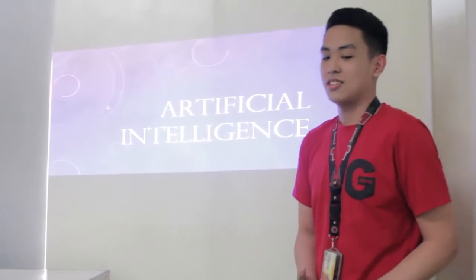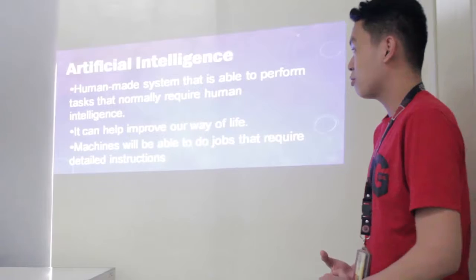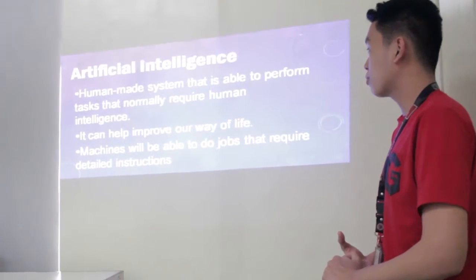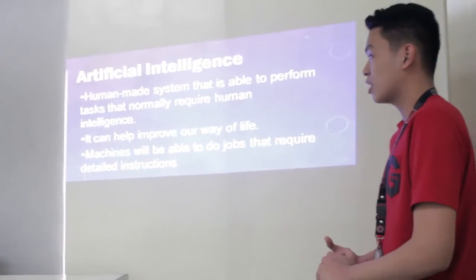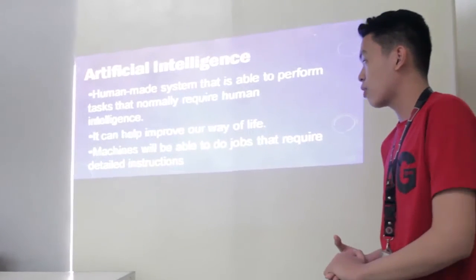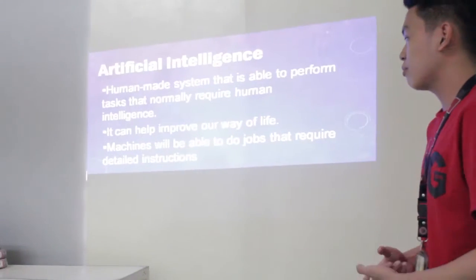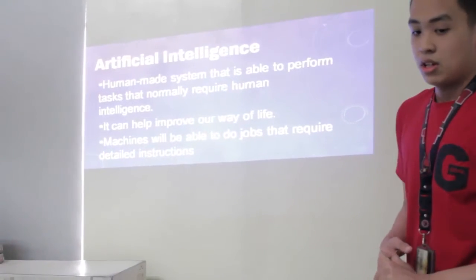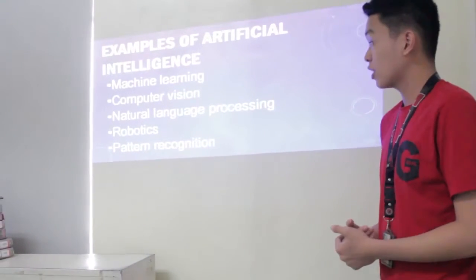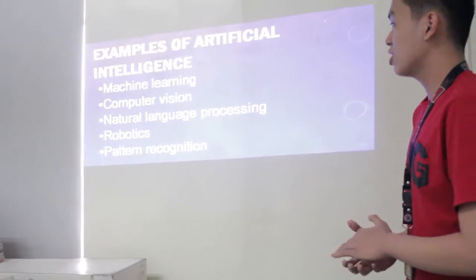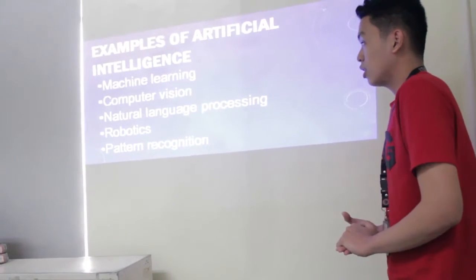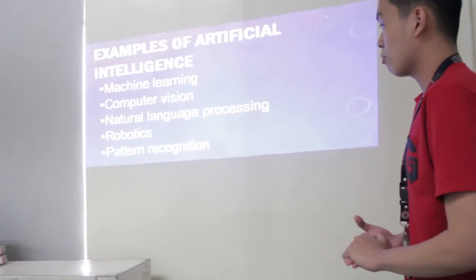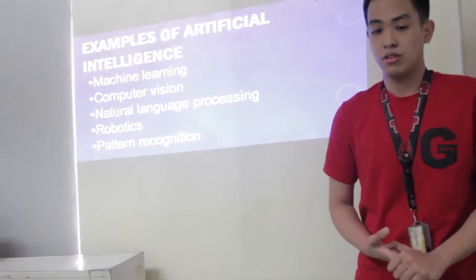Artificial intelligence. Artificial intelligence is said to be the human-made system that is able to perform tasks that normally require human intelligence. It can help improve our way of life. Machines will be able to do jobs that require detailed instructions. So these are some examples of artificial intelligence: machine learning, computer vision, natural language processing, robotics, and pattern recognition.